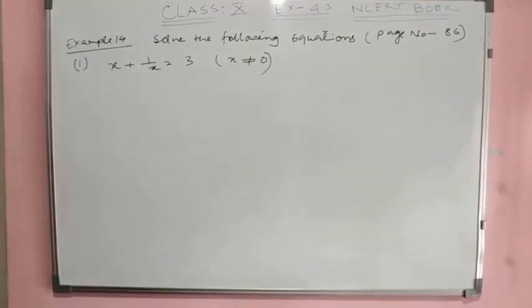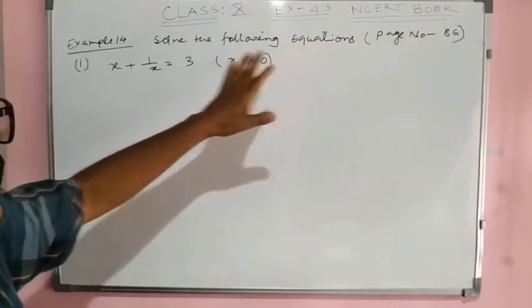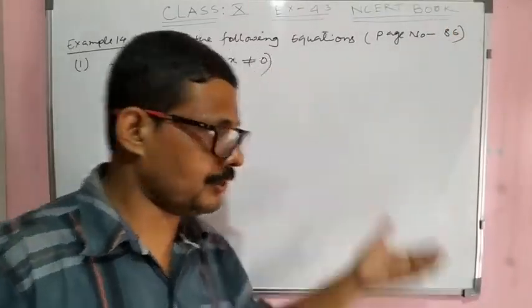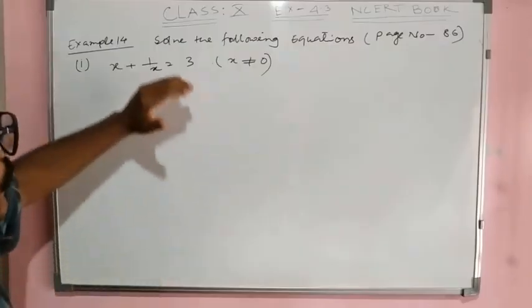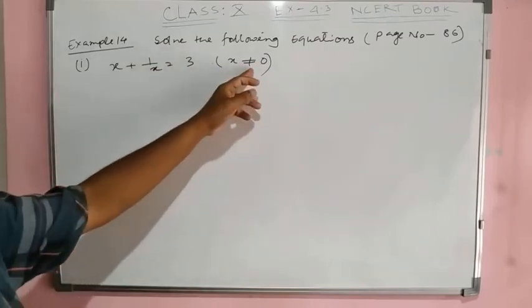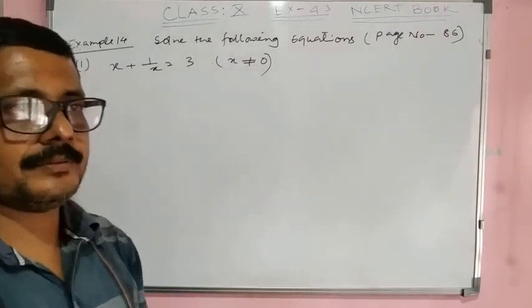So see, NCERT exercise 4.3, example 14, given on page number 86. There are two questions here. I am showing you one first, and next I will show you the second. This is also a very important question. Solve this: x plus 1 by x equal to 3, where x is not equal to 0. That is, in this equation the value of x cannot be 0.